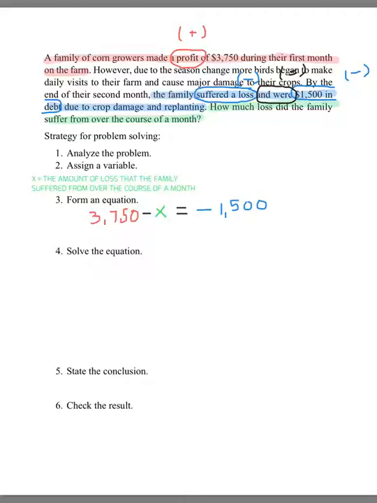So now we're going to want to solve the equation. Let us start off by bringing down the original equation found in step 3. So we have 3,750 minus x is equal to negative 1,500. Now again, the goal is to get the variable x completely by itself. The problem right now is this positive 3,750. The only way to eliminate a positive value is by subtraction. So what we're going to do is subtract 3,750 from both sides. So we'll start off with the same equation.